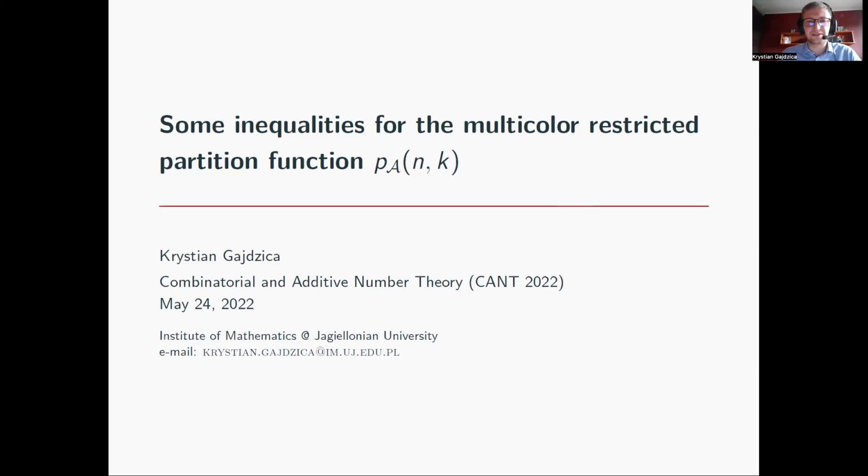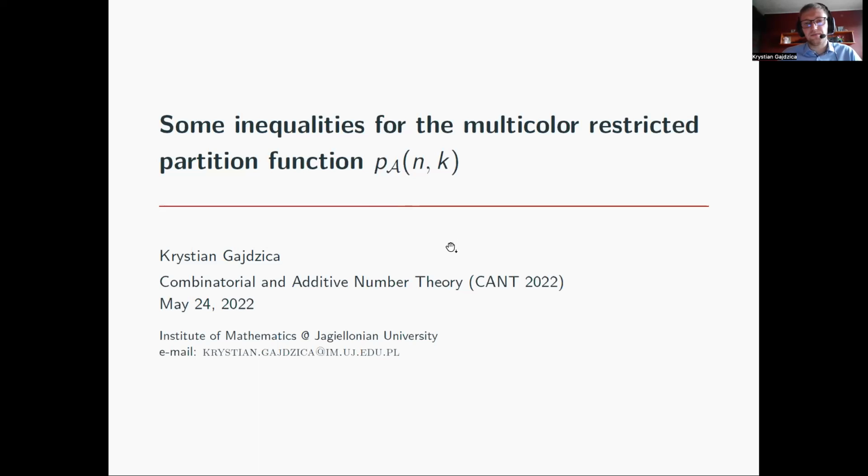It's a great pleasure for me to give a talk about my research during the combinatorial and deep number theory conference this year. And today I would like to say a few words about the multicolor restricted partition function and some inequalities related to this object.